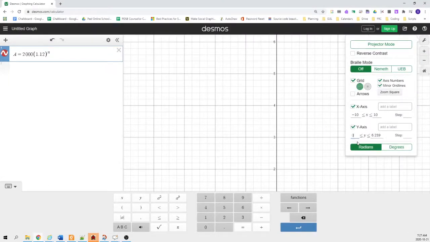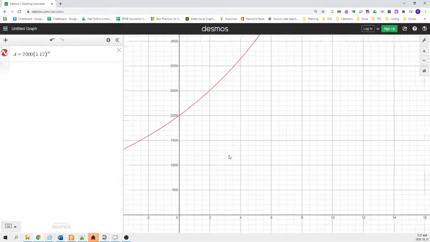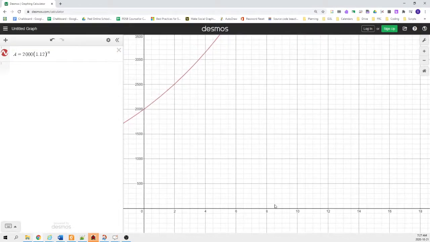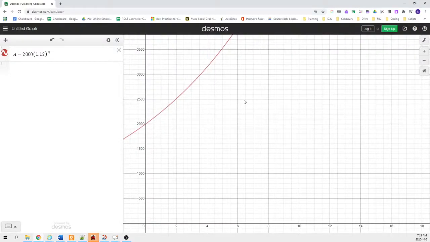So that at least goes to 2000. So I'll make it 4000 just for extra room. And we're only interested in positive n values. So here's a graph, and this shows the $2,000 growing by 12% each year.